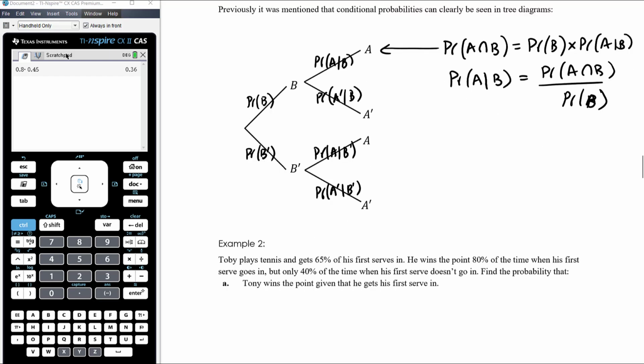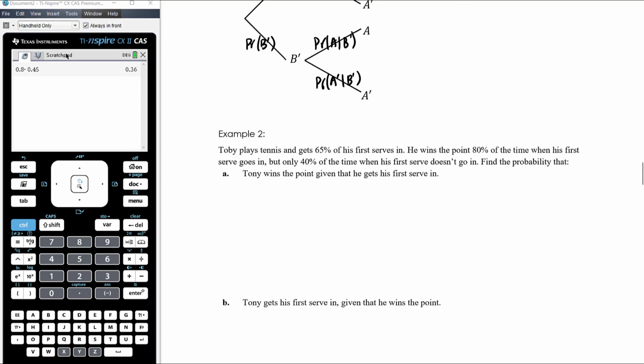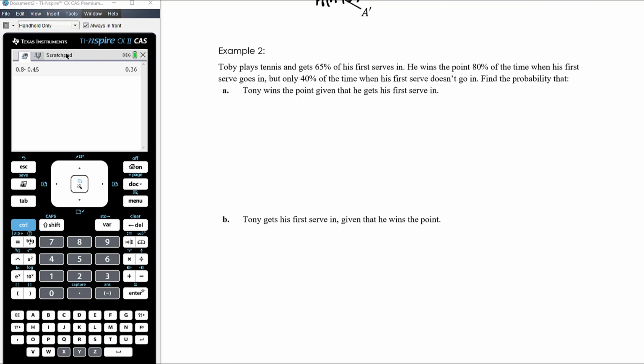All right, let's have a look at an example. Toby plays tennis and gets 65% of his first serves in. He wins the point 80% of the time when his first serve goes in, but only 40% of the time when his first serve doesn't go in. Find the probability that Toby wins the point given that he gets his first serve in, that Toby gets his first serve in given that he wins the point.